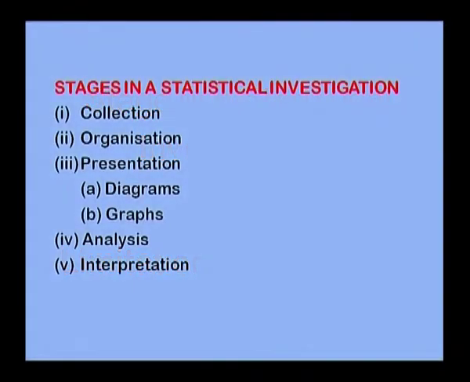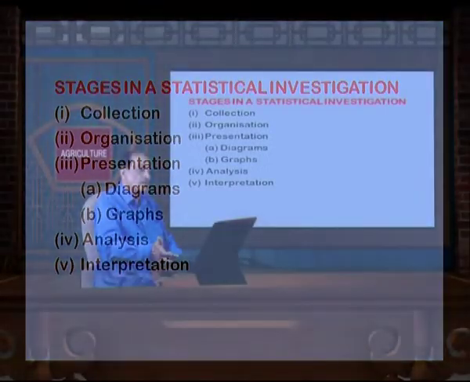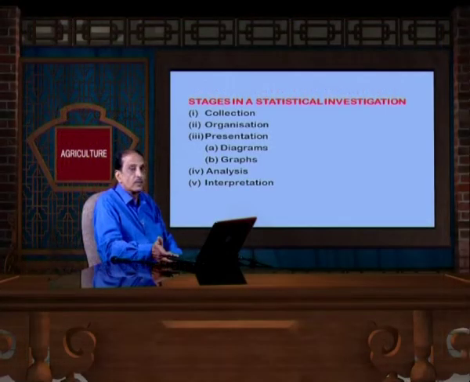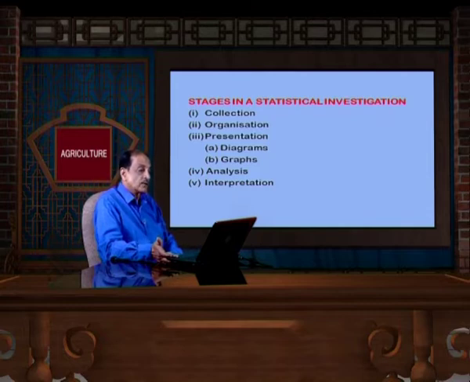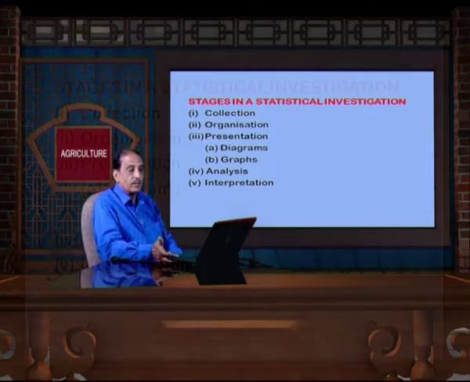Now we discuss these stages in statistical investigation. The first stage is collection. As you know, collection of the information in terms of numbers is a very important stage for the purpose of analysis and interpretation of the information. If collection of the information is not correct, or the methods used for collecting information are not up to the mark, definitely the information so collected will not be in the right direction. In that case, analysis and interpretation will not be correct.